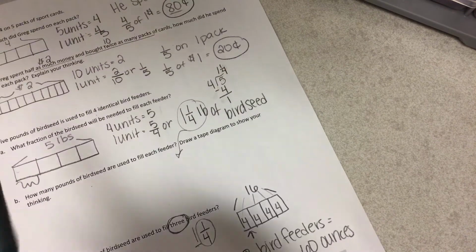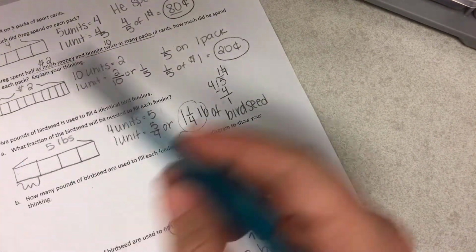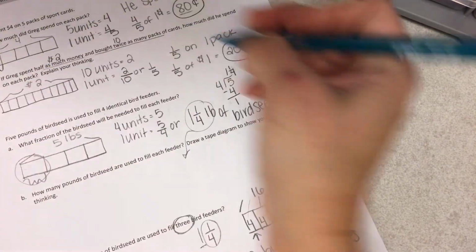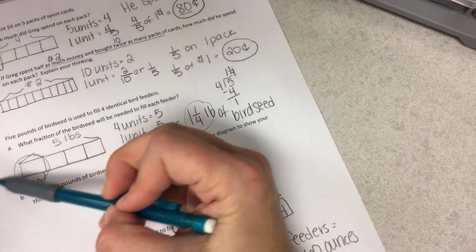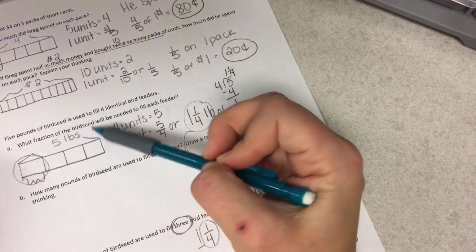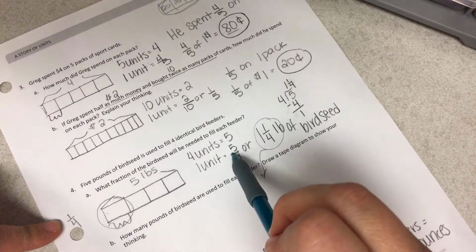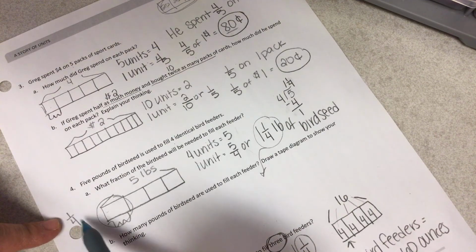Now to come up here, what fraction of the bird seed will be needed to fill each feeder, it's going to be that 1/4. So remember, it's going to be that 1/4. I kind of skipped that one, is what fraction, it's just 1/4 of the 5 pounds is going to need to fill that 1 bird feeder. Then this is where I would need to solve that problem. So I kind of skipped that. How much is it? It's 1/4.